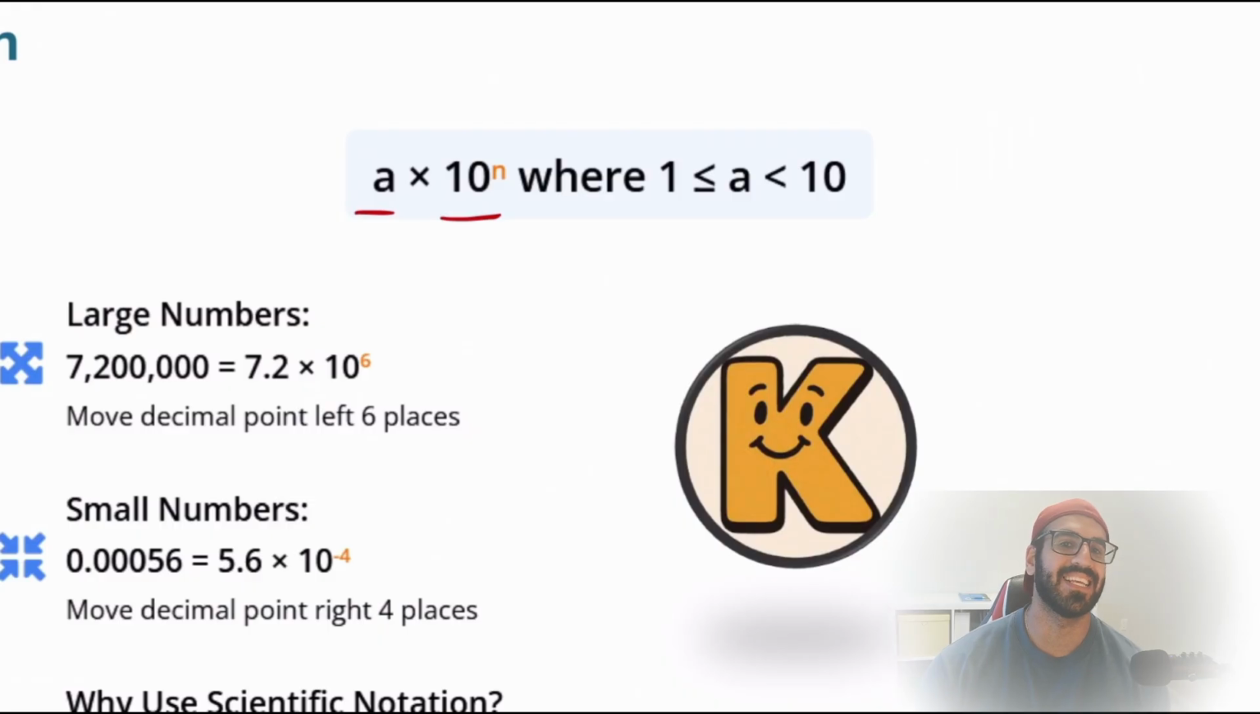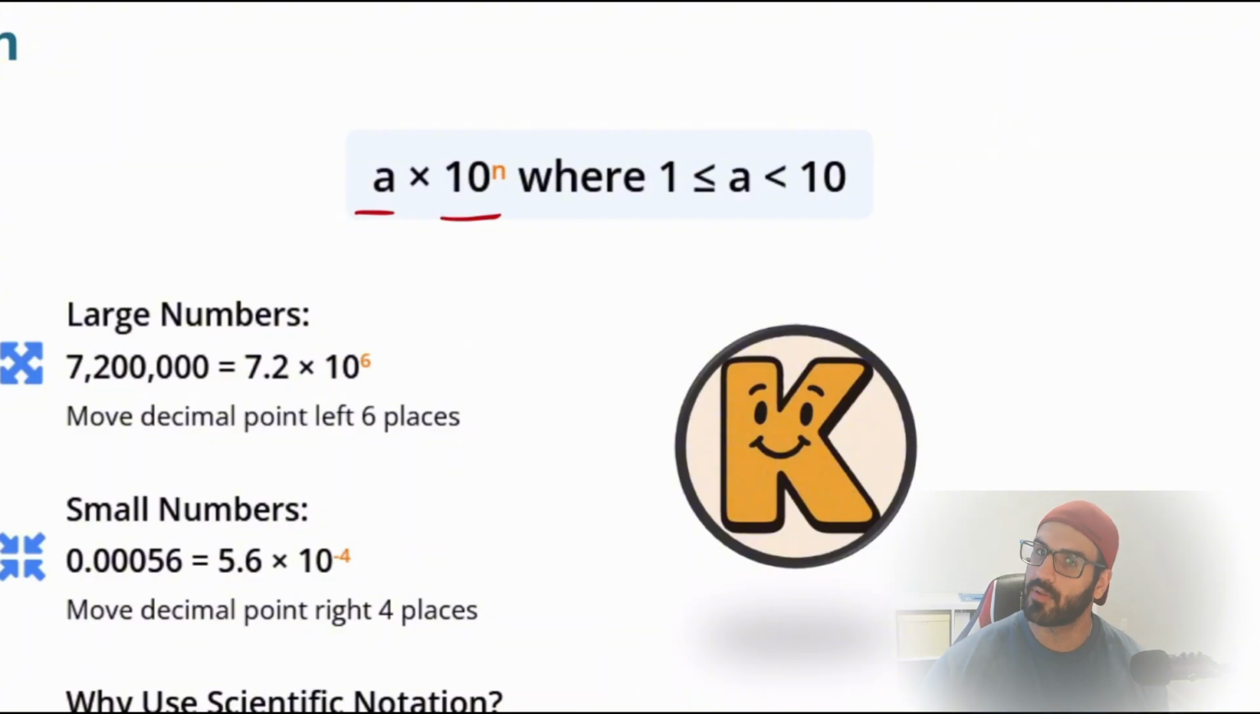That rule says that for that specific number, we don't care how big or small the whole number is. We don't care about that. That specific number, which we know as a, should be something between 1 and 10. And after that, you just multiply it by 10 to the power of however many zeros you need.